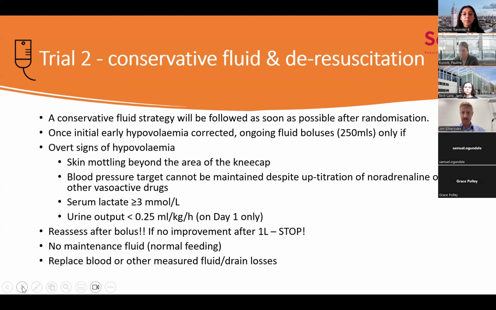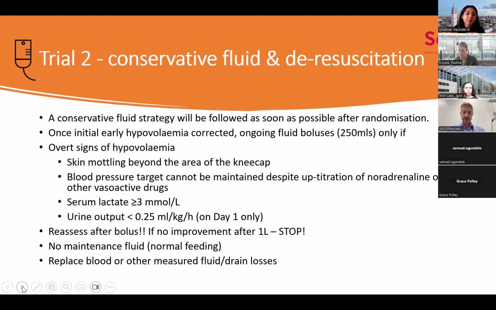So skin mottling on the knees is the most sensitive part, believe it or not. So skin mottling beyond the area of the kneecap. And I think there's a diagram coming up that shows you what we mean by that. And then a patient who, if the blood pressure target can't be maintained despite dialing up the noradrenaline or other vasoactives, then that can be a sign that the patient's hypovolemic.